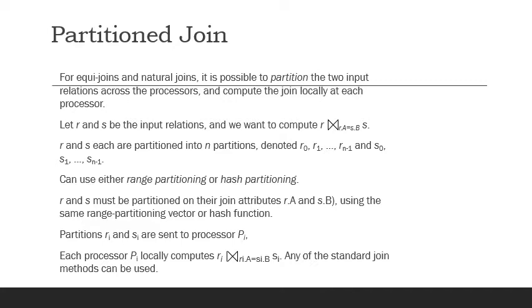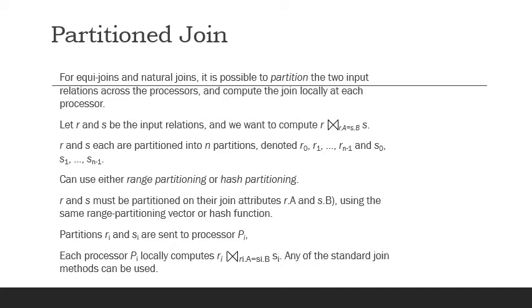For example, R equijoins S, and we partition R and S by the same partitioning function on their join attributes. We can use either range partitioning or hash partitioning on the join attributes here. In either case, the same partitioning function must be used for both relations. For range partitioning, the same partition vector must be used for both relations. For hash partitioning, the same hash function must be used on both relations.